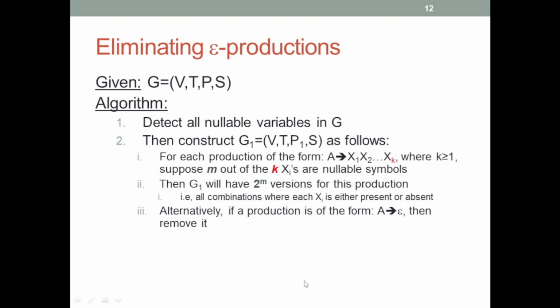What does this mean? This algorithm contains some steps. The first step, you have to find out the nullable symbols, that is, you have to find out the epsilon productions, and then you can remove them.